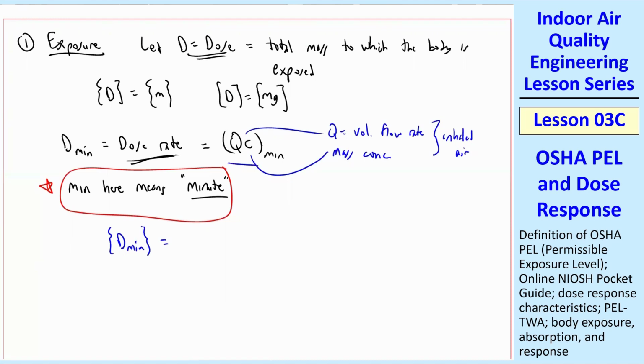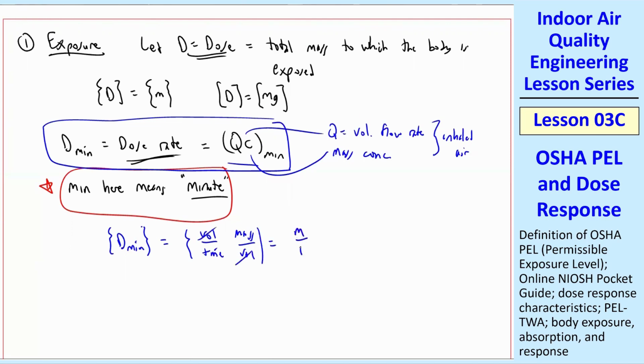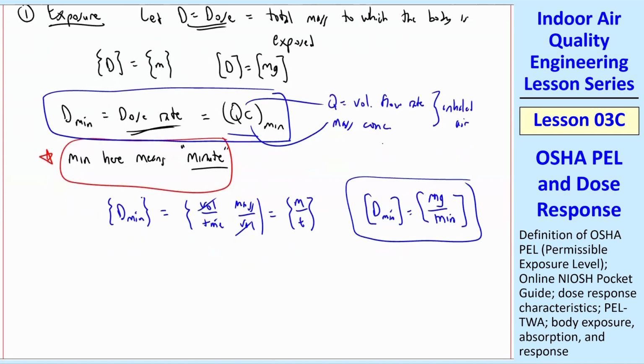The dimensions then of this D min, it's a rate, a dose rate. So just from the equation here, QC is the volume per time, that's Q, times mass per volume, that's C. So the volumes cancel. So this is mass over time. And the typical units of D min are milligrams per minute, the dose per minute. The time is minutes, that's why we use this subscript min. So it's a mass flow rate.